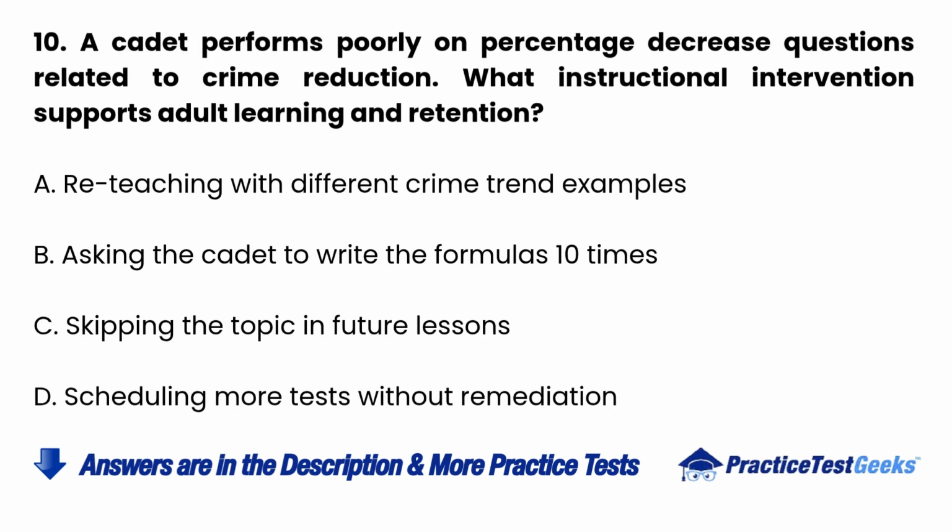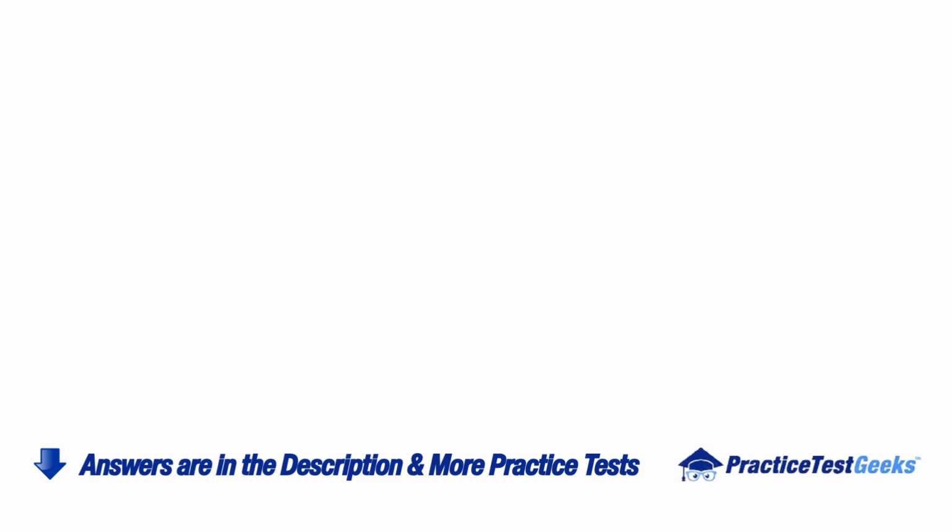10. A cadet performs poorly on percentage decrease questions related to crime reduction. What instructional intervention supports adult learning and retention? A. Reteaching with different crime trend examples. B. Asking the cadet to write the formulas 10 times. C. Skipping the topic in future lessons. D. Scheduling more tests without remediation.